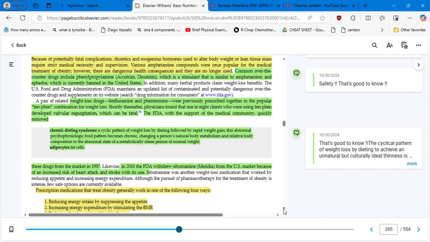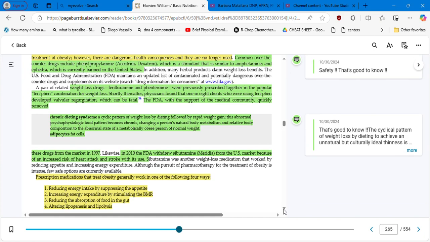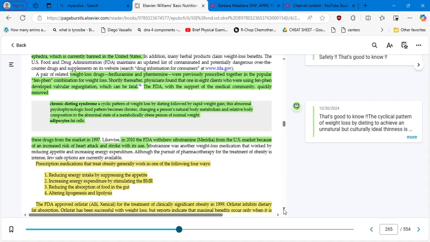In 2010, the FDA withdrew sibutramine, Meridia, from the U.S. market because of the increased risk of heart attack and stroke with its use.